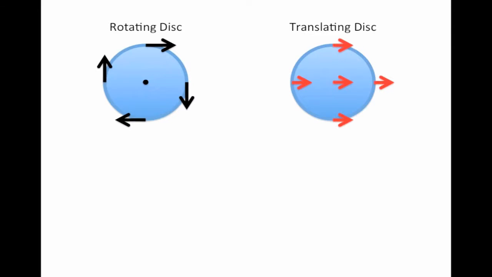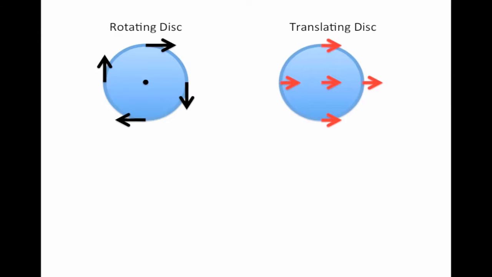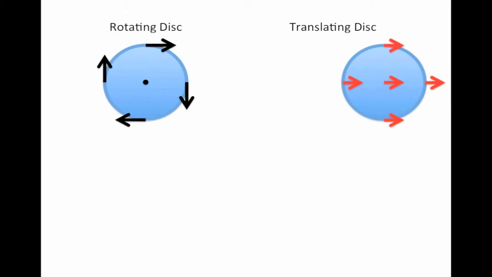On the right-hand side, all the velocity arrows are drawn in the same direction, so the disk is translating. It's moving left to right. We're going to see what happens when something is both translating and rotating, both motions happening at the same time.